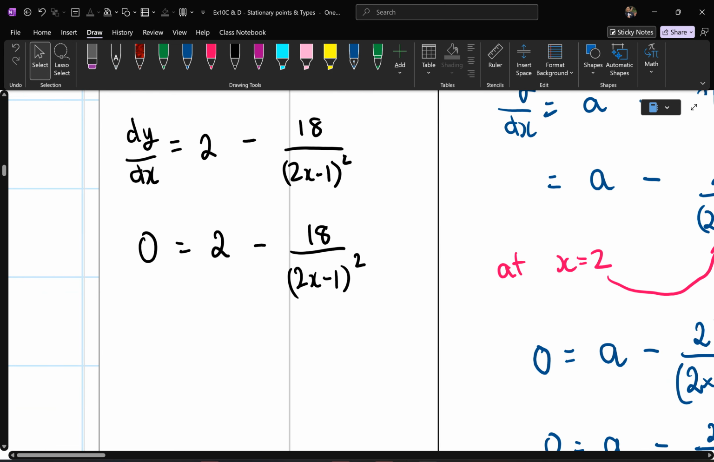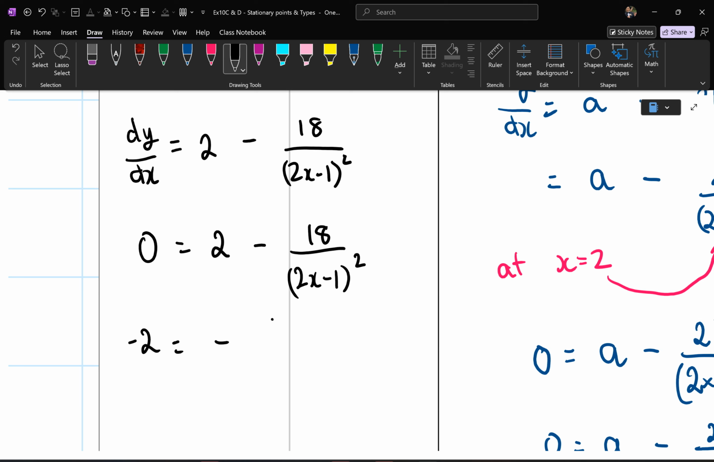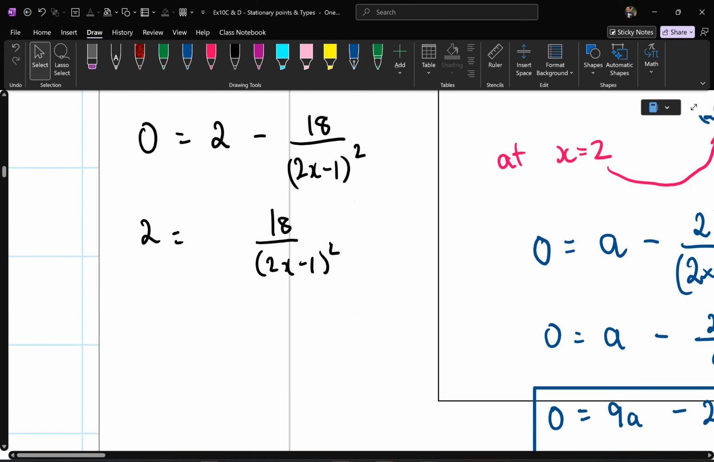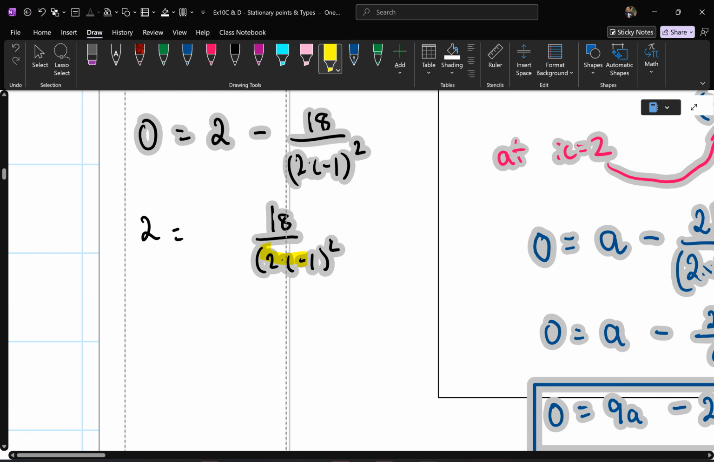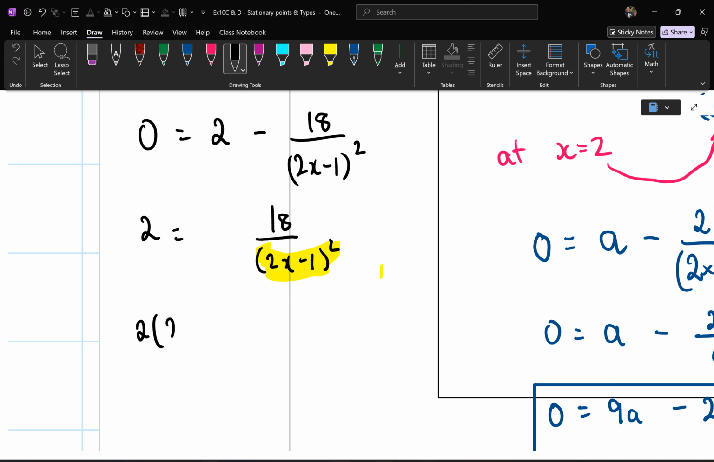Solving for this, we will now move the 2 across. Minus 2 but then it's a minus 18 over 2x minus 1 squared. So times both sides by negative. You can just probably rub this negative off. Get rid of the denominator, times both sides by 2x minus 1 squared. We get now 2 bracket 2x minus 1 all squared is equal to 18. Divide both sides by 2 again. Gets you 2x minus 1 squared is equal to 9.